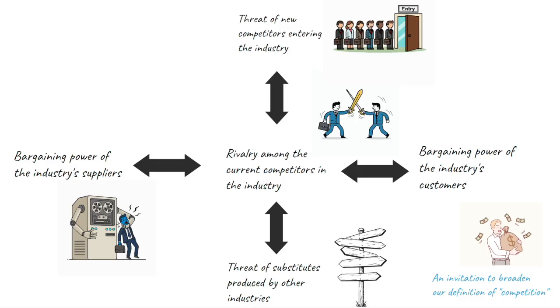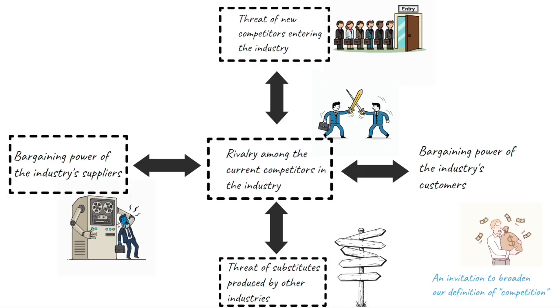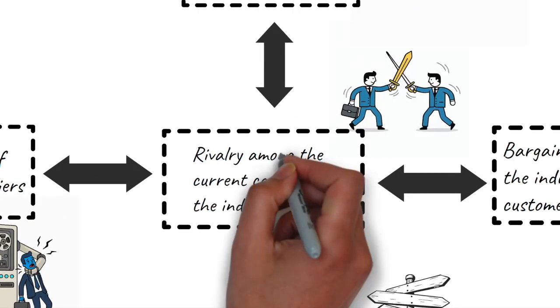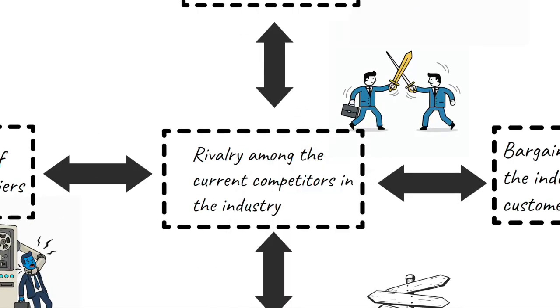Typically, when you ask managers who their competition is, they will focus on that center box, the rivalry among the current competitors in the industry. When you ask them who their competition is, they will point to other companies similar to themselves, similar in the sense that they produce a similar product and sell it to similar customers.